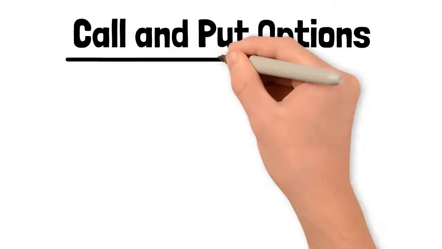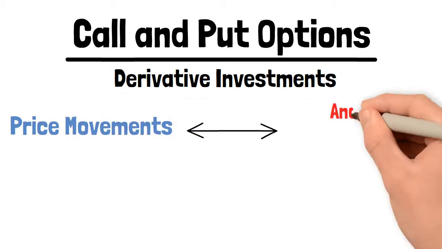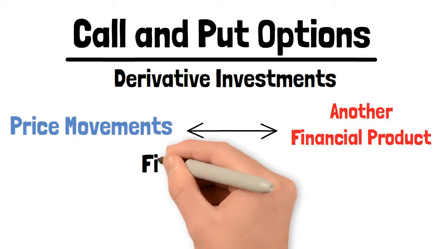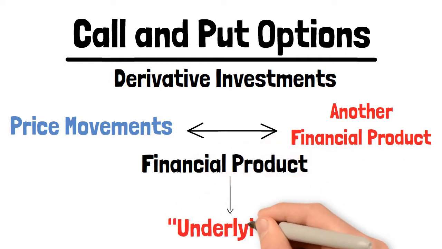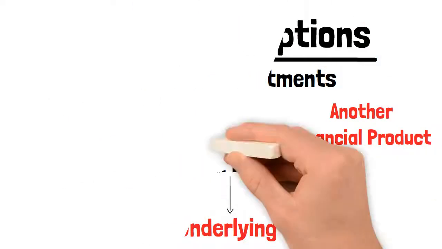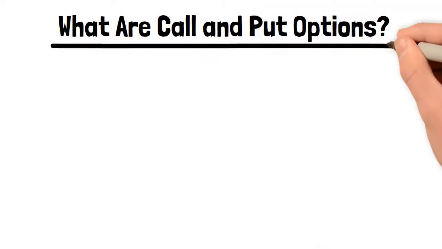Call and put options are derivative investments, meaning their price movements are based on the price movements of another financial product. The financial product a derivative is based on is often called the underlying. Here, we'll cover what these options mean and how traders and buyers use the terms. What are call and put options?